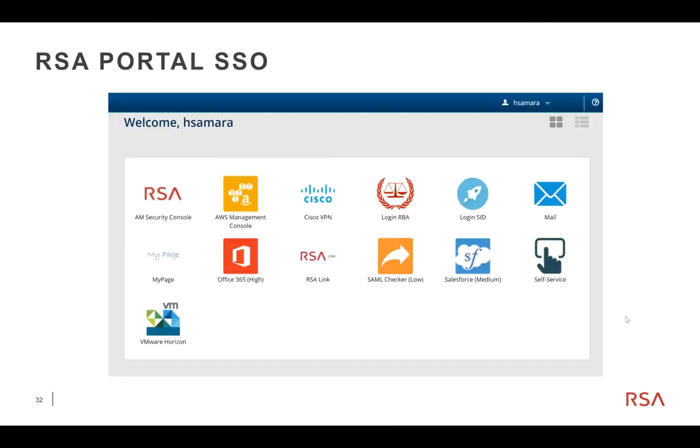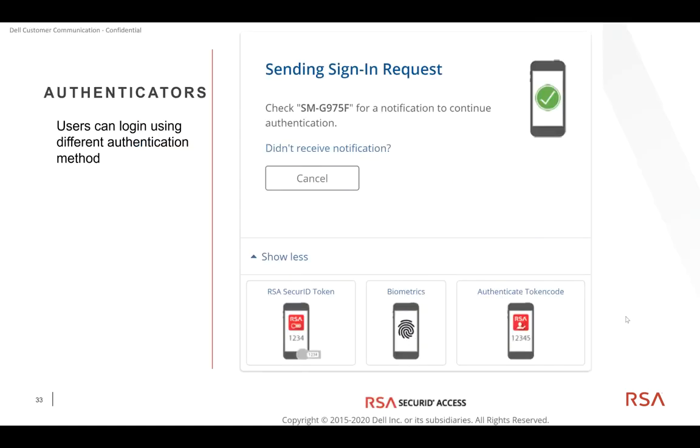And once he logs in, he will see the portal web interface with all applications already integrated with SECURID Access or the IDR. You can also see the assurance level already configured here with different applications. So if the user tries to access any of these applications, he will not be prompted for any username and password. It will be only about authentication, because single sign-on is in place. For example, if the user accesses Office 365 or whatever the application, we will send a sign-in request to his phone, which is already registered in his profile in our system.